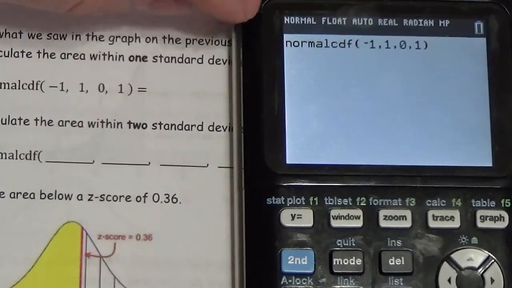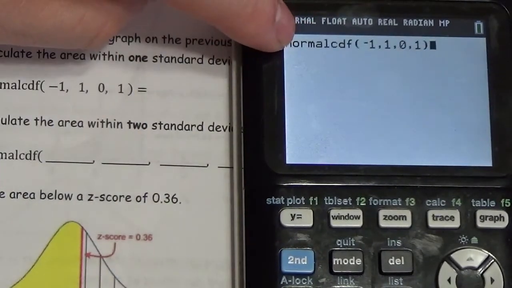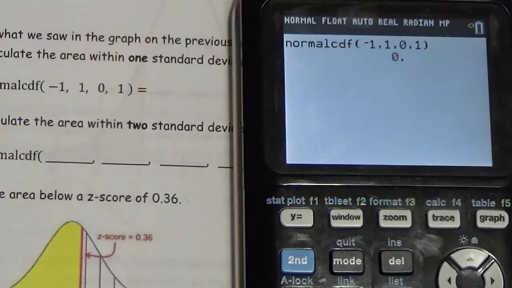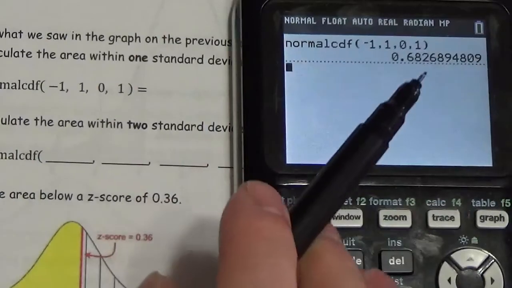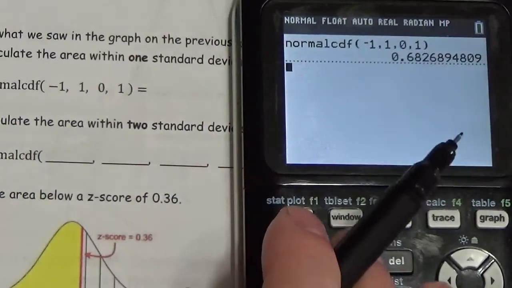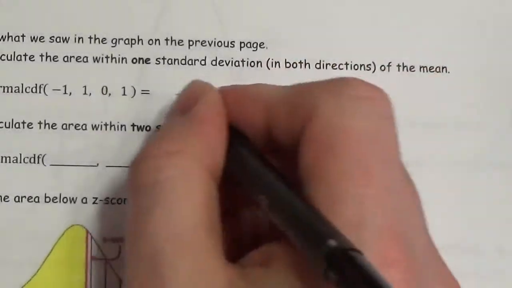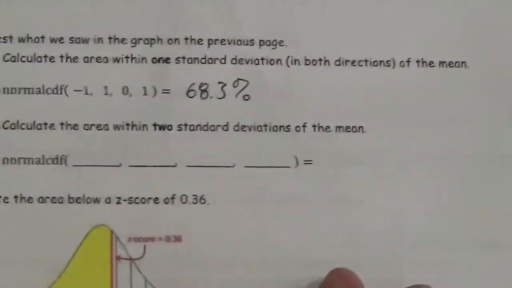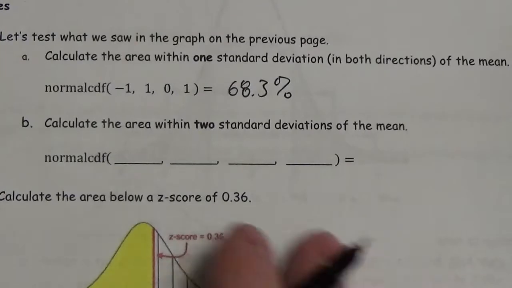So this is what this would look like. This is what you would do on a TI-83 calculator: -1, comma, 1, comma, 0, comma, 1. Press enter, and there it is. We get 0.6826. So 68.3% of the data is within one standard deviation of the mean.